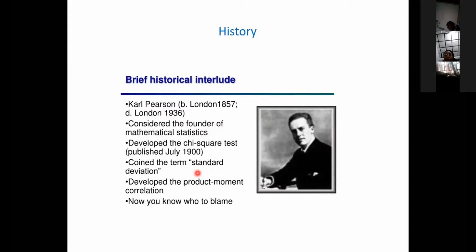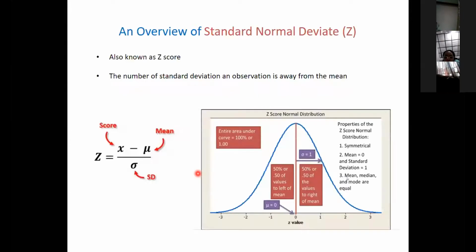He coined the term standard deviation. He also developed the product moment correlation, the one they call Pearson correlation. So he was the first to describe correlation. Some other people later described the ones you can use for non-parametric data, anything that does not follow a normal distribution, like Spearman and Kendall, after Pearson described the Pearson correlation, which is called product moment correlation. So I've introduced Pearson to you.